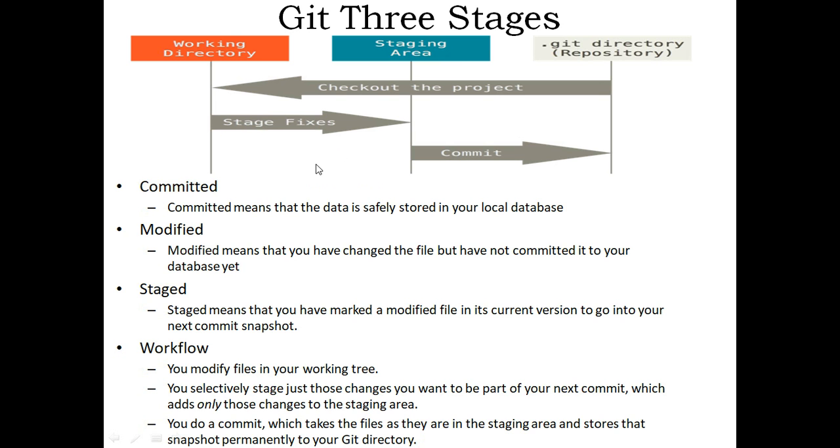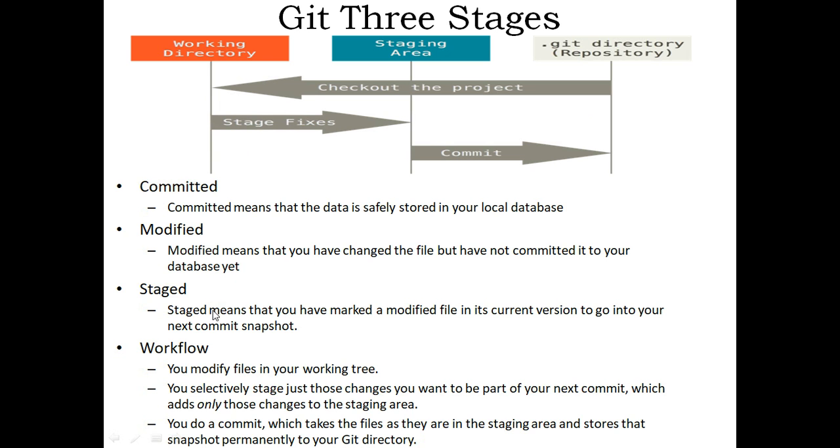Okay, so here we will see 3 different file states. One is committed. Committed is nothing but the data is safely stored in your local database. Local database is nothing but the Git repository. Modified means that you have changed the file but have not committed it to your database yet. Staged means those modified files which need to go into the Git repository on the next commit, those files will be called staged.